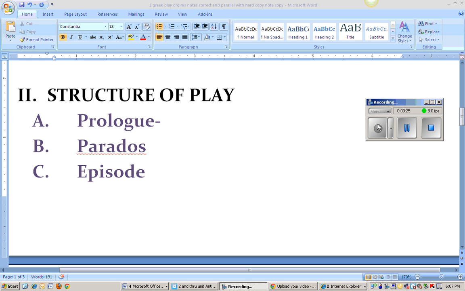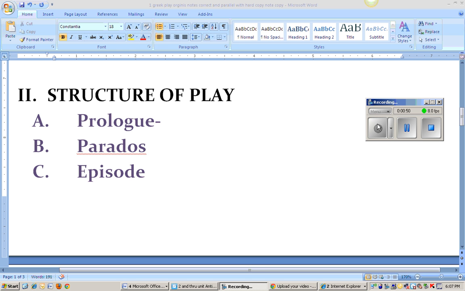The prologue is the opening scene. The opening scene of plays establishes background with a one or two person dialogue, and they discuss what's going on. So as a note taker right now, I would probably write opening, establishes background, one, two person discussion. That's what the prologue is.